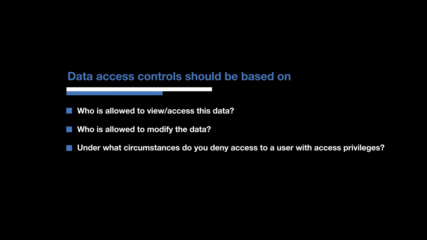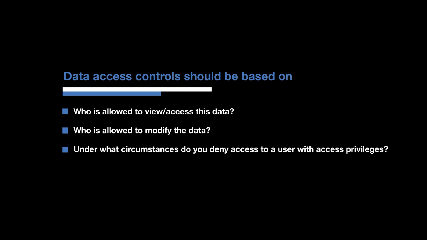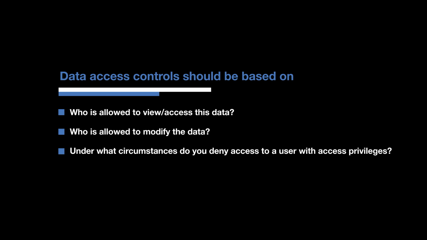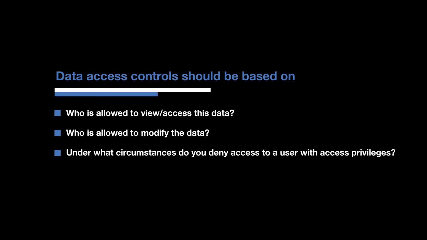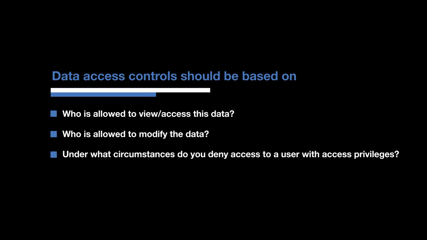Access control is a key component of data security. Access controls authenticate and authorize individuals to access the information they're allowed to see and use. Data access controls should be based on the following questions. Who is allowed to view or access this data? Who is allowed to modify the data? Under what circumstances do you deny access to a user with access privileges?